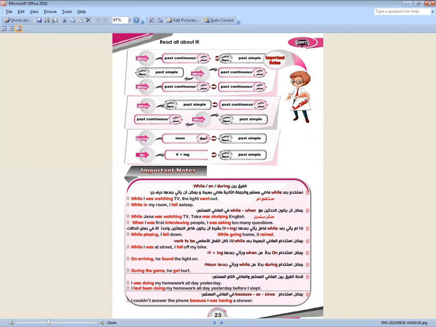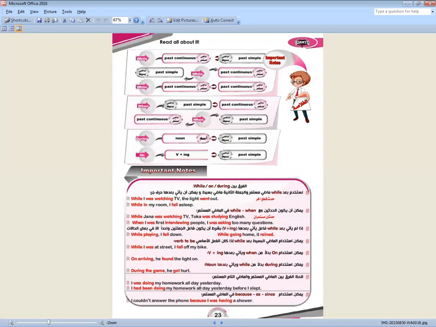When is followed with the past simple first, then the past continuous. If you put when in the middle, you're going to put the past simple after it and the past continuous before it. During is followed with a noun, and after the noun, past simple. On is followed with the verb ing, and after the ing, past simple. So here, what's the difference between while, on, and during?